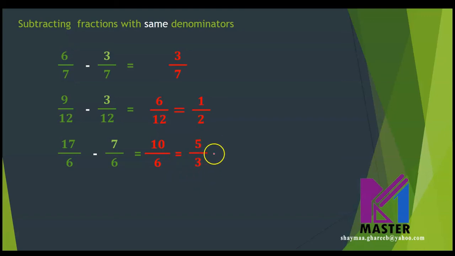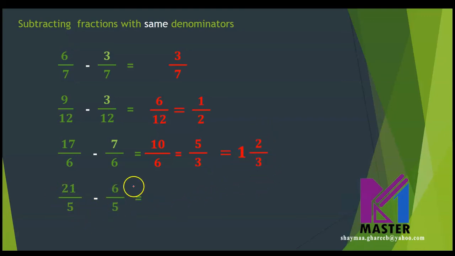Is this an improper fraction? Yes, it is an improper fraction. Then I can write it as a mixed number. 5 divided by 3. How many 3's are there in the 5? 1, remainder 2. Then the mixed number will be 1 and 2 over 3.